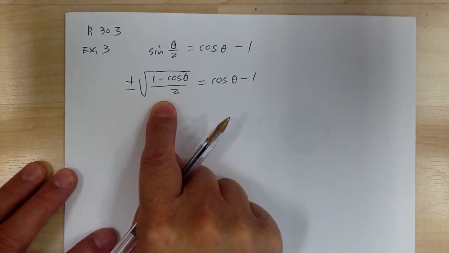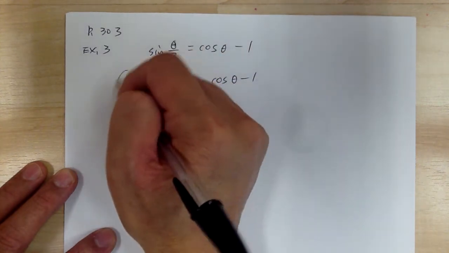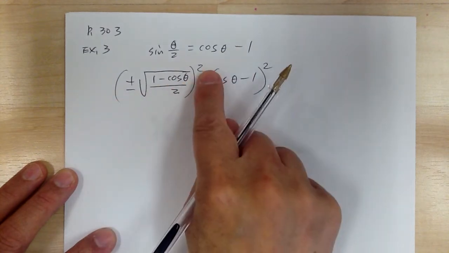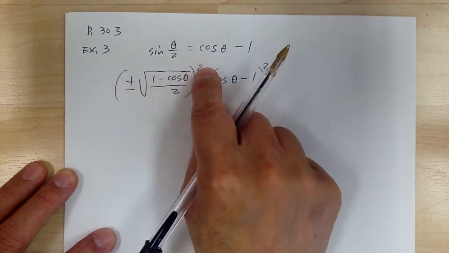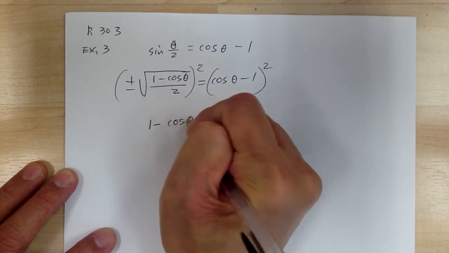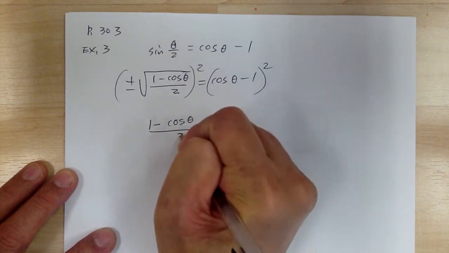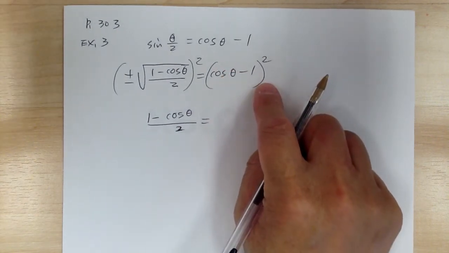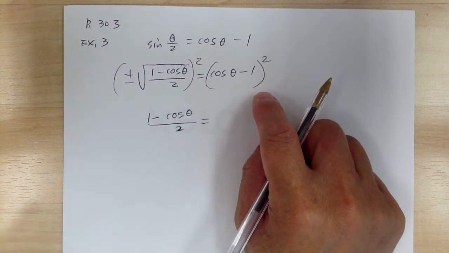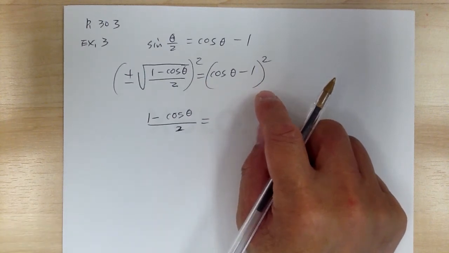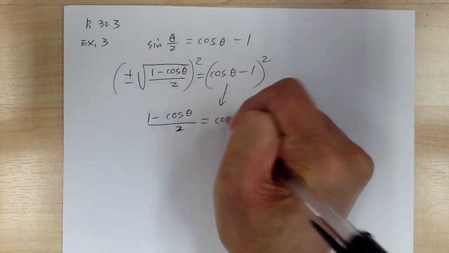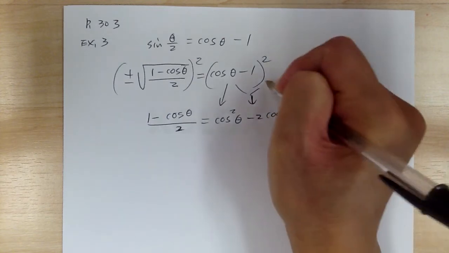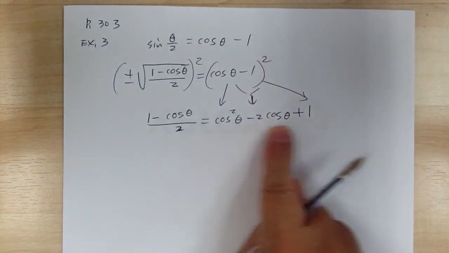So what you need to do is square both sides. So plus or minus, when you square it becomes plus. Square root and square cancel out, so you end up with (1 minus cosine theta) over 2 equal. Now when you square this, you have to remember the middle term. Okay, when you have a binomial and you square that, there's a middle term. Most of the mistakes come when people forget about the middle term. So you square this, you get cosine square theta. And the middle term, you get minus 2 cosine theta. And you square it, you get plus 1. So remember your middle term.